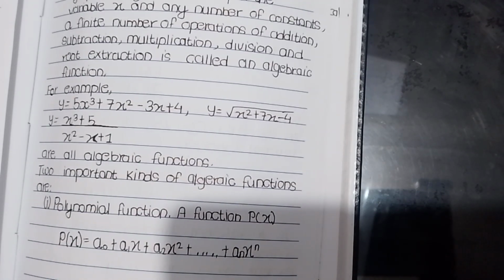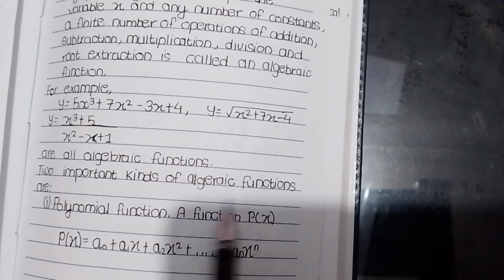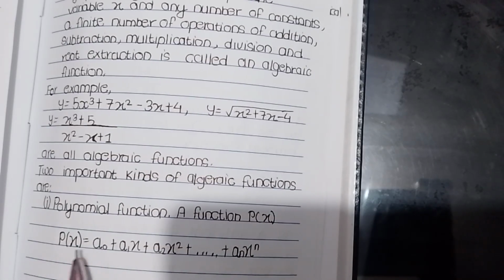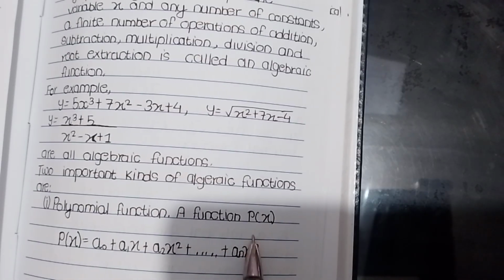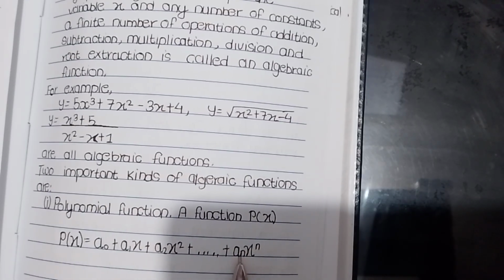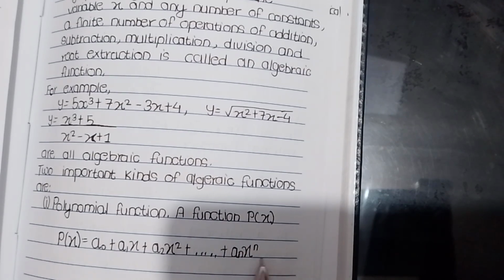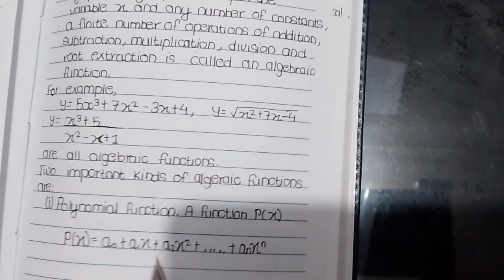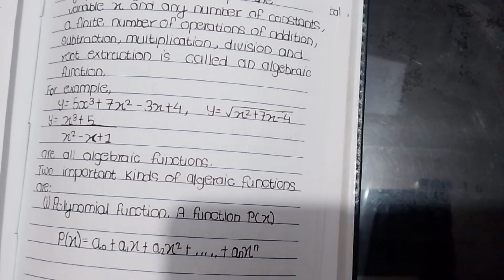The first one is polynomial function. A function p(x) = a0 + a1x + a2x^2 + ... + an x^n. This is the structure of a polynomial function. So you have to remember this.